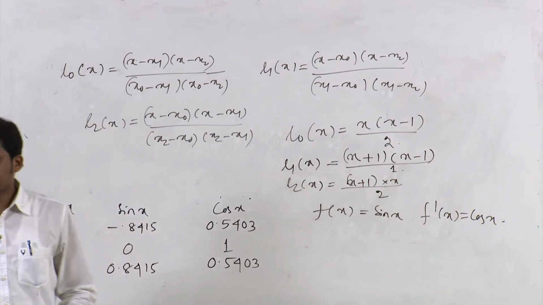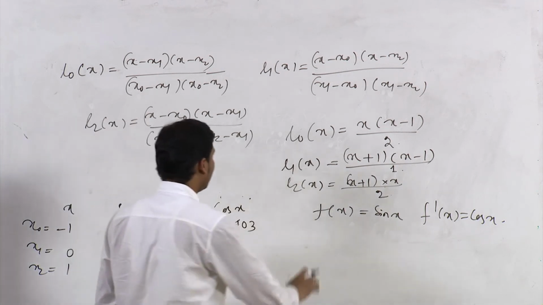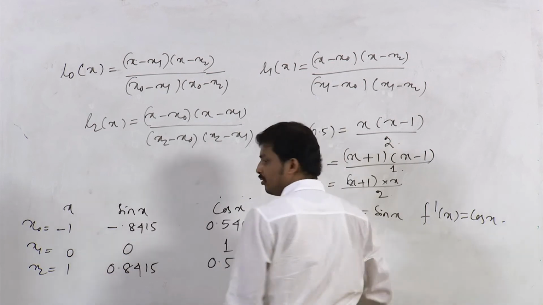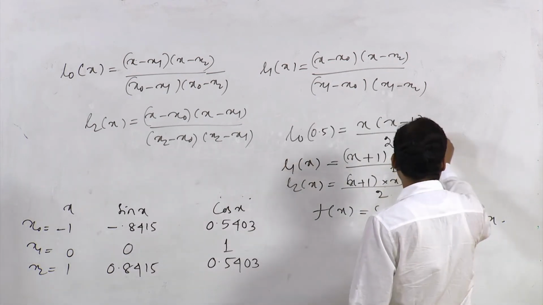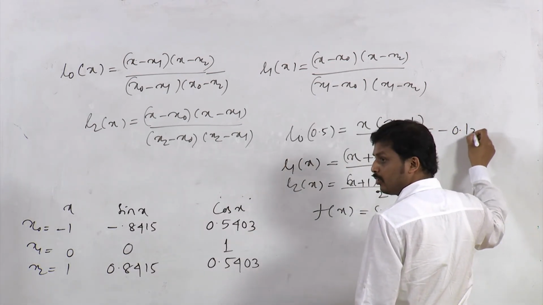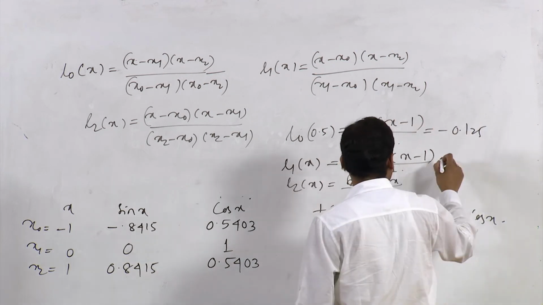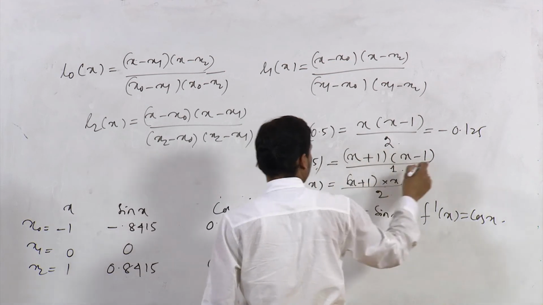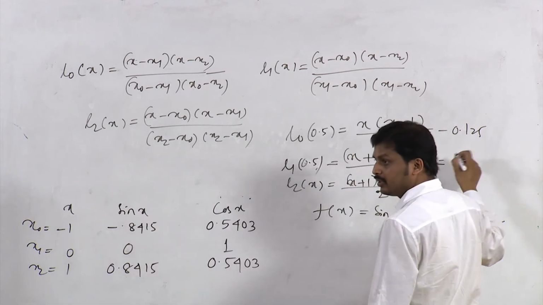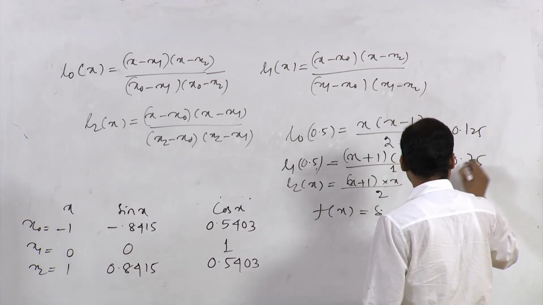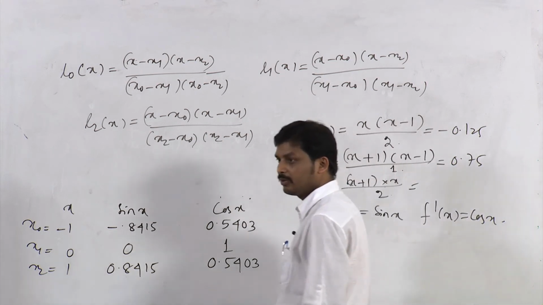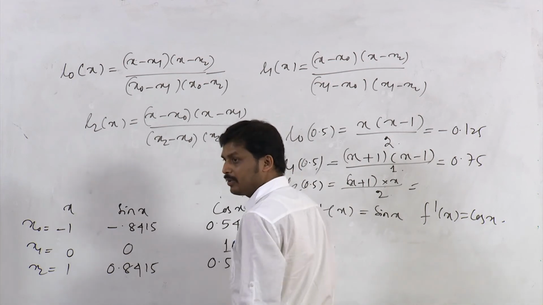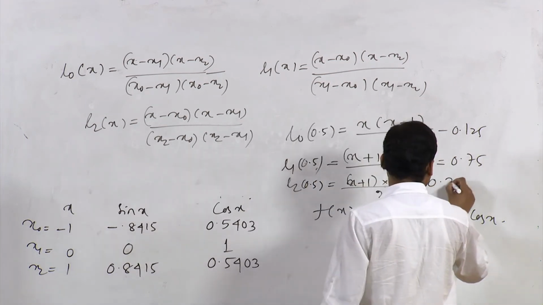So directly we can put the values there, like L0 of 0.5 if we put here, then we can obtain this value as minus 0.125, and L2 of 0.5 if we put, we can get this one as 0.75, and if you put these values of 0.5 here, then we can obtain these values as 0.375.